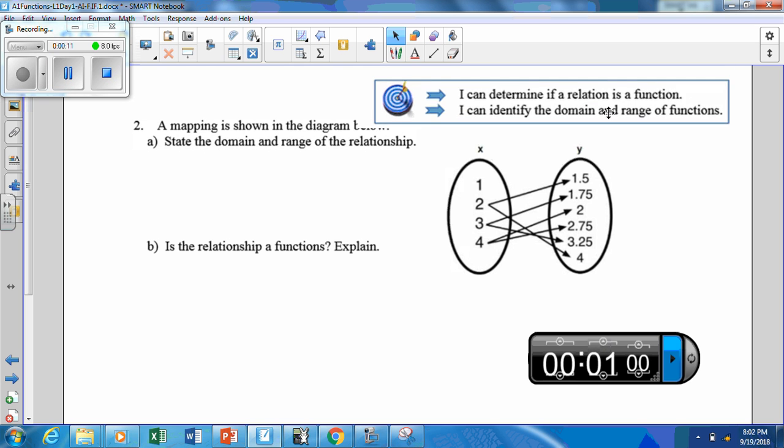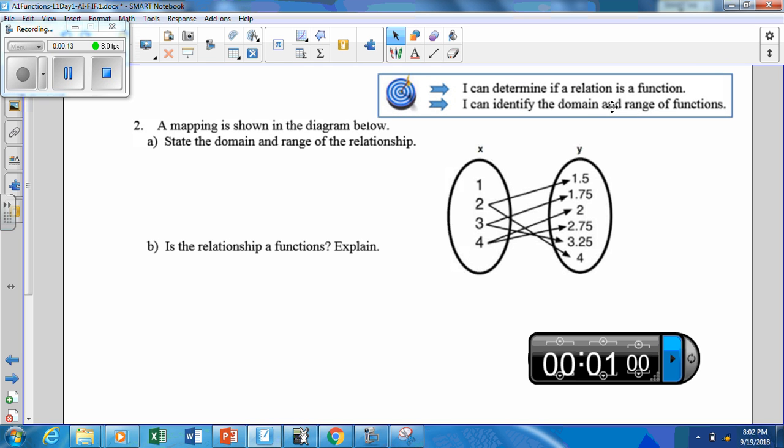So in our first question, we have this set of x values ranging from 1 to 4 and a set of y values ranging from 1.5 to 4. And it's asking, state the domain and range of the relationship, and is the relationship a function?